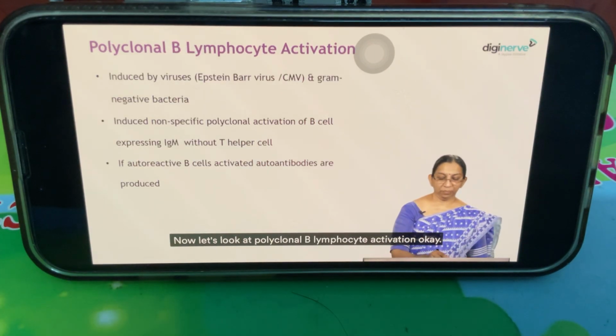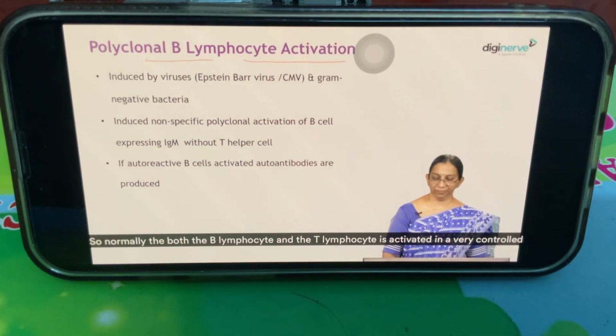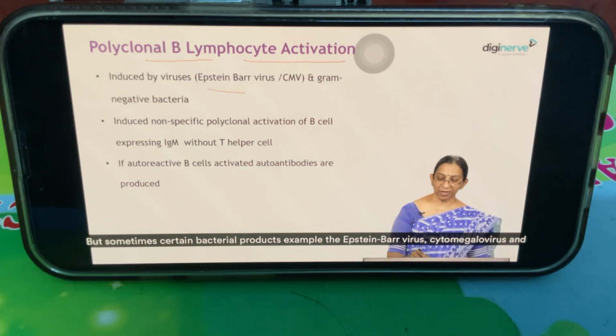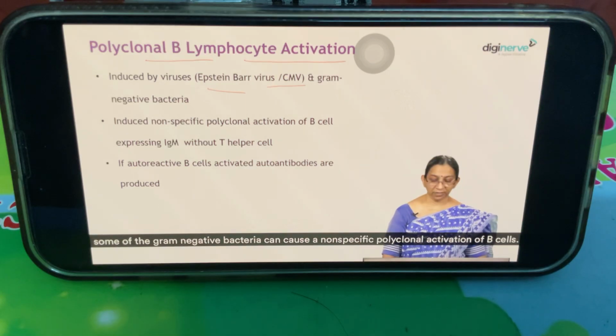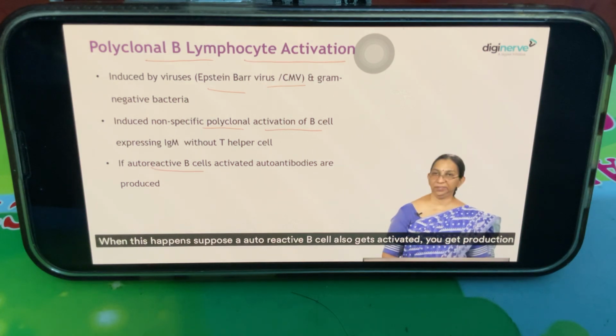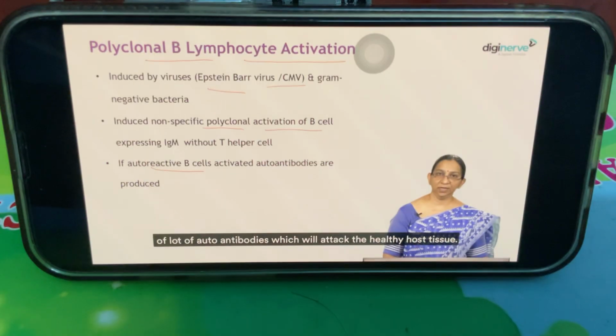Now let's look at polyclonal B lymphocyte activation. Okay? So normally both the B lymphocyte and the T lymphocyte are activated in a very controlled, very specific manner. But sometimes certain bacterial products, for example the Epstein-Barr virus, cytomegalovirus, and some of the gram-negative bacteria, can cause a non-specific polyclonal activation of B cells. When this happens, suppose an autoreactive B cell also gets activated, you get production of a lot of autoantibodies which will attack the healthy host tissue.